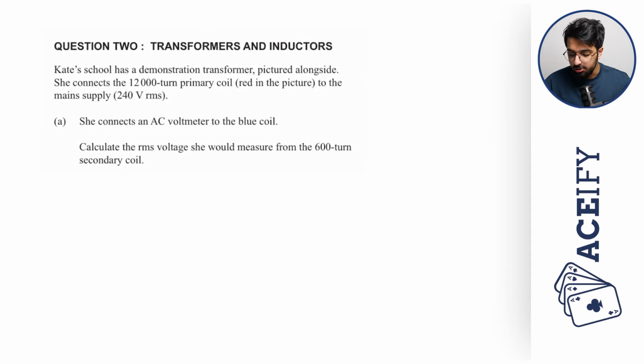Kate's school has a demonstration transformer. She connects a 12,000 turn primary coil to the main power supply of 240 volt RMS. She connects an AC voltmeter to the blue coil. Calculate the RMS voltage she would measure from the 600 turn secondary coil.